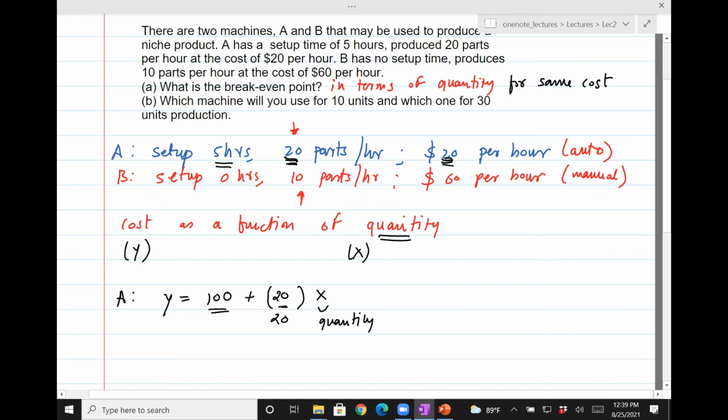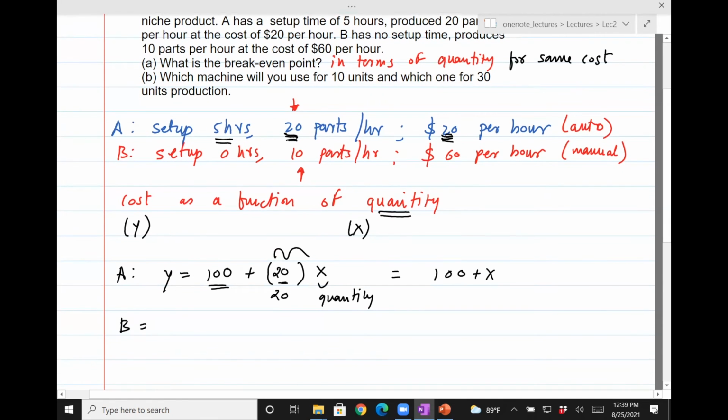Or in general, producing X parts in 1 hour would cost you 20 divided by 20 times X. So then this is 100 plus X. If you do the same thing for B, now the setup cost is 0, so the first part is 0. And then we would have $60 per hour, and we would produce 10 parts per hour. So that times X would give us the amount of cost we need to pay to produce quantity X.